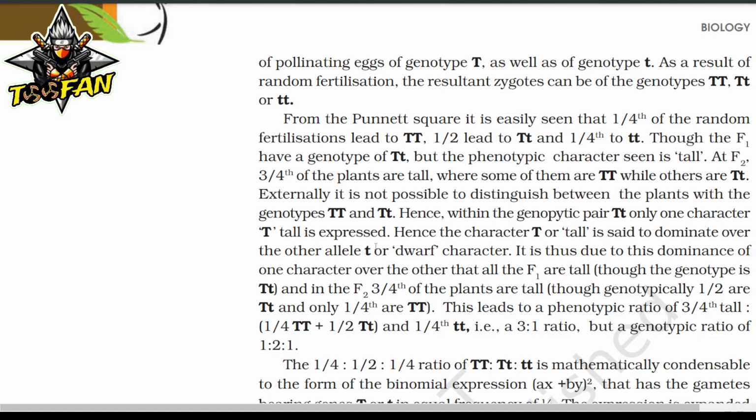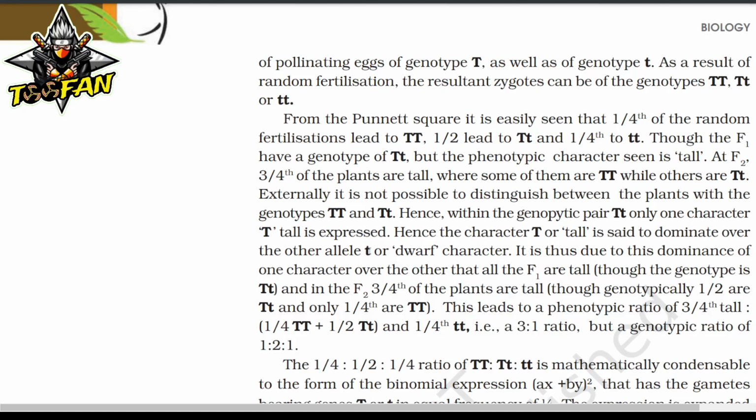It is thus the dominance of one character over the other that makes all the F1 tall, though the genotype is Tt. In the F2, three-fourths of the plants are tall, and genotypically half are capital T small t and only 1/4 are TT. This leads to the phenotypic ratio of 3/4 tall and 1/4 dwarf, that is a 3:1 ratio, but a genotypic ratio of 1:2:1.